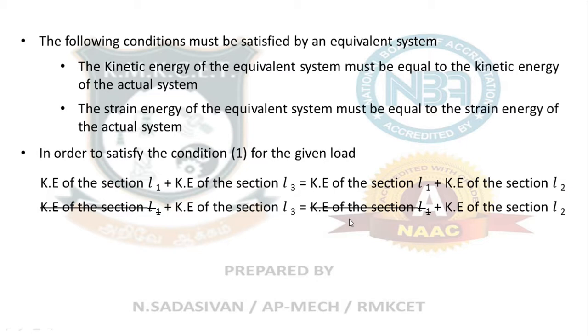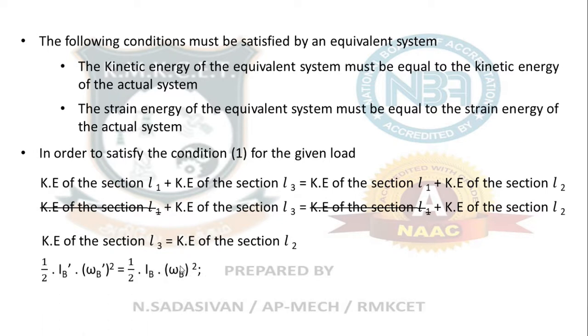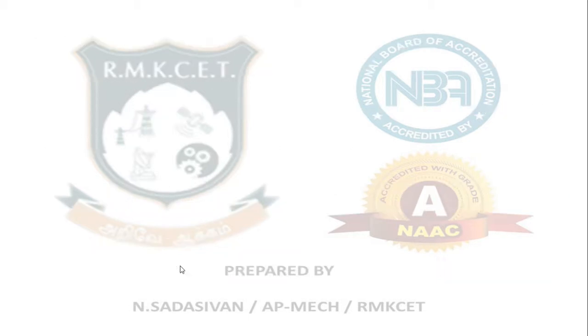Okay, so I am striking out L1, L1. You will bring it to the left, it will get cancelled, right? You will subtract. Okay, so kinetic energy of L3 equal to kinetic energy of L2. So half I omega square of B dash and half I omega square of B should be equal when you are making them, replacing them. Okay. So if you strike out all the common factors, you will end up with I B dash omega B dash square equal to I B omega B square.